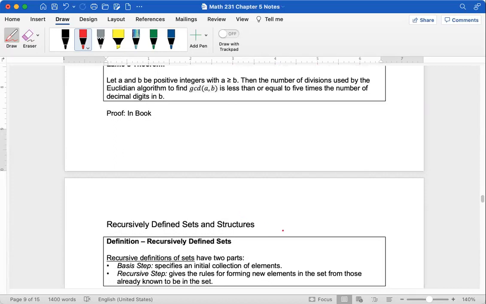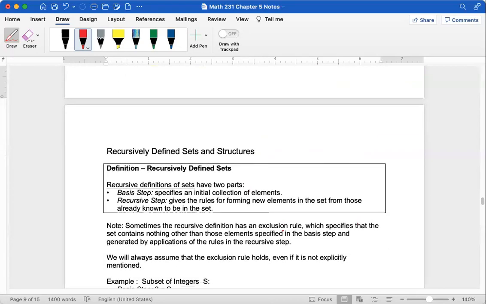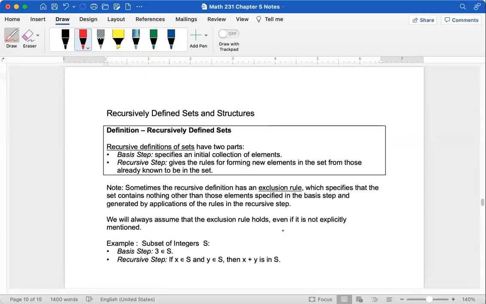We're going to go ahead and look at recursively defined sets, and then we'll pause after that. In the next video, we'll pick up with recursively defined strings. But let's start with the recursive definition of sets. So here's the two parts. The basis step is the initial collection of elements, so whatever elements we need to start with, and then the rules for finding new elements that are going to be in the set. Now, this is an important statement. Note, the recursive definition has an exclusion rule sometimes, which specifies that the set contains nothing other than the elements listed in the basis step.